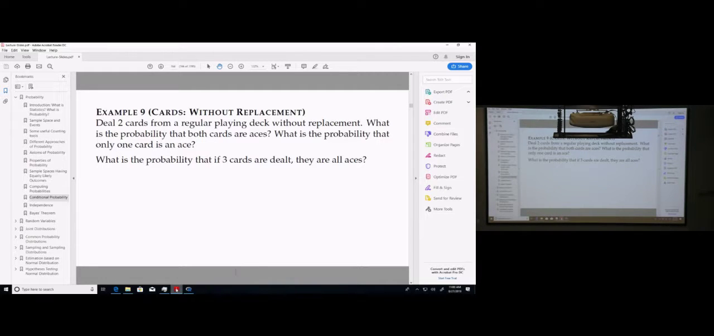All right, so let's have an example. We'll deal two cards from a regular playing deck without replacement. What is the probability that both cards are aces? What is the probability that only one card is an ace? Now it has two questions here. And what is the probability that if three cards are dealt, they are all aces? So there are three questions here. Let's deal with the first one.